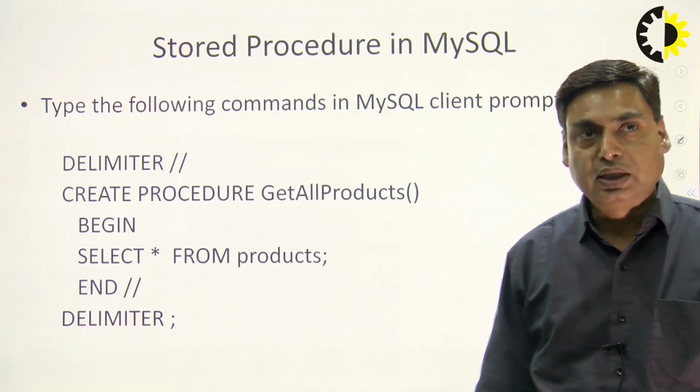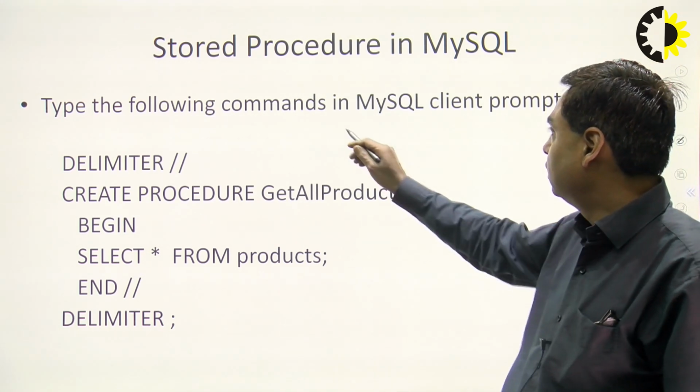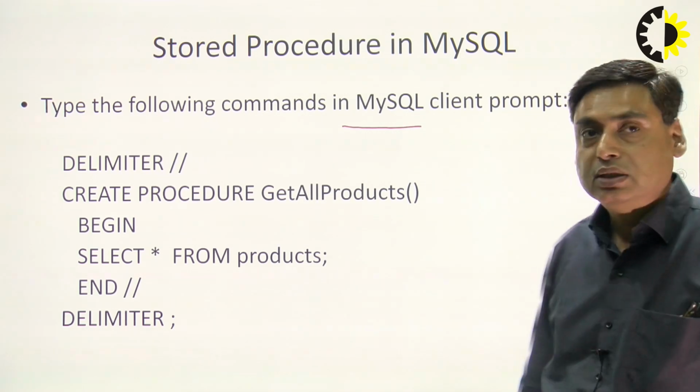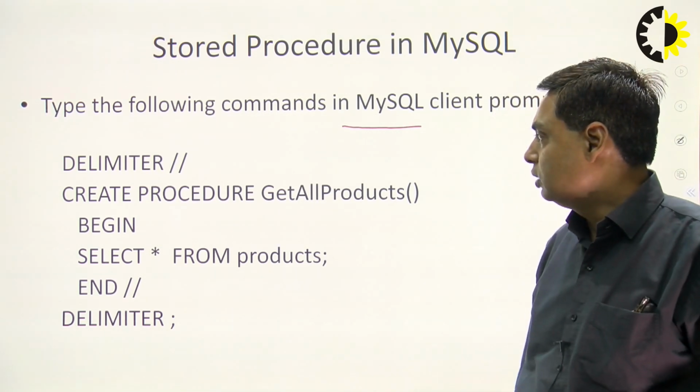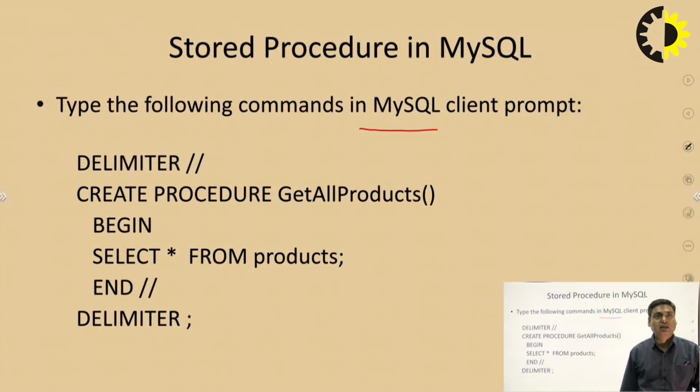Next is how to create a stored procedure. These are the commands for creating a stored procedure. First important part: if you are going to create a stored procedure, we need to change the delimiter. By default, when you run any SQL command in the MySQL prompt, you must give a semicolon at the end of the SQL command to terminate the statement for execution. But if you want to create a stored procedure, we first need to change the semicolon, which we call a delimiter, and you can give any delimiter. Here we are using double slash.